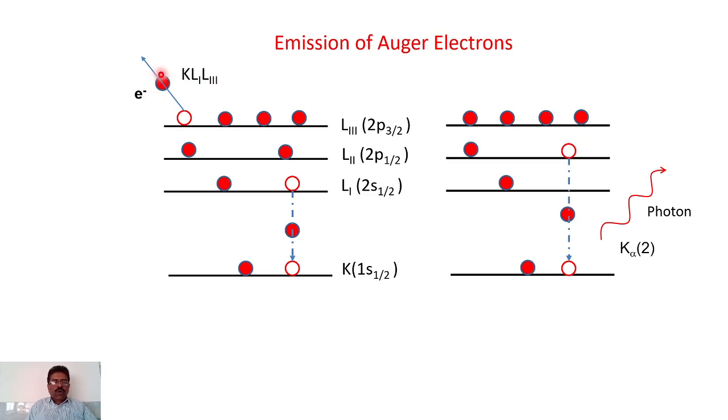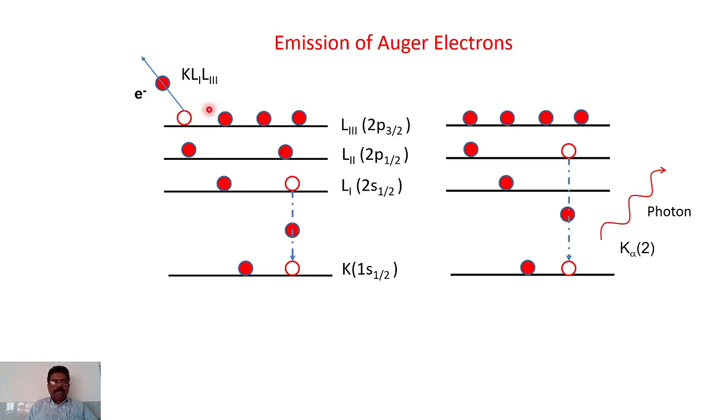So the name given to this Auger electron is K-L1-L3. K is the original shell, L1 is the electron which has jumped to occupy the vacant position in the K shell, and whatever the energy released is used to make this electron from L3 free, therefore L3. So K, L first, L3 is the tag, you can say, to represent an Auger electron. By just reading this name, you can easily understand from which particular transition this Auger electron has been produced.